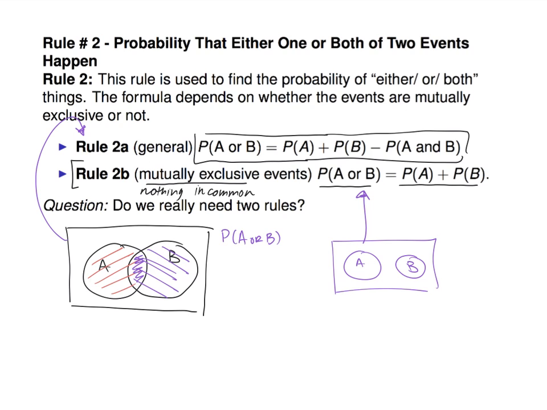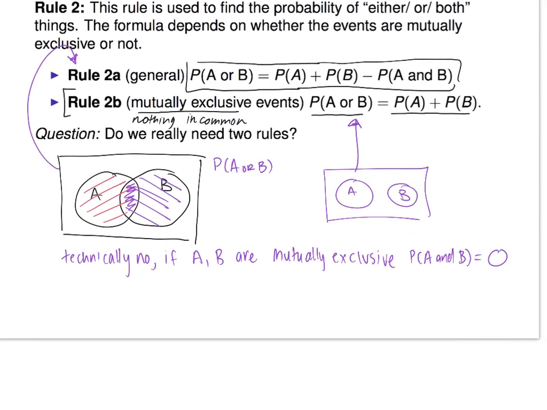But do you really need two rules? The answer to that question is technically, no. If A and B are mutually exclusive, P of A and B is equal to what? 0. And the first rule still works. That's the point.